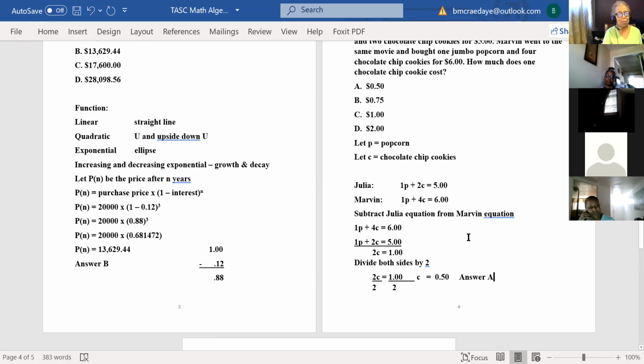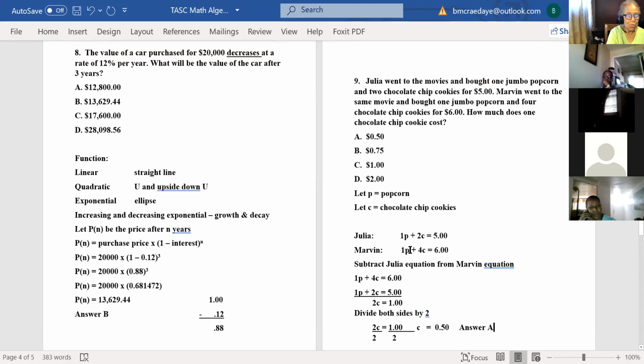So always look for the simplest way to solve something. And the key is, like I said, look at terms that may be the same in both equations when you have two equations and two unknowns. Any questions?